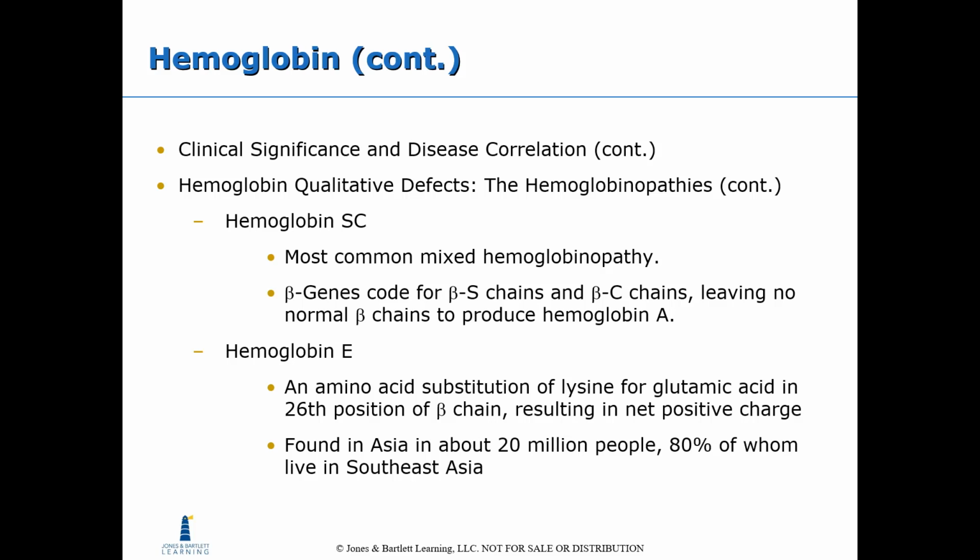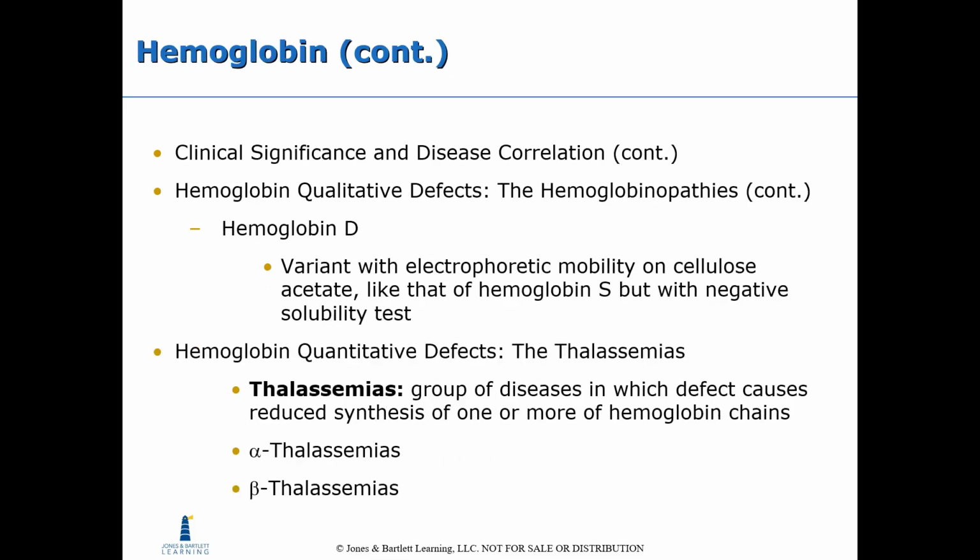Hemoglobin E, an amino acid substitution of lysine for glutamic acid in the 26th position of the beta chain, results in a net positive charge. This predominates in Asia. Hemoglobin D is a variant with electrophoretic mobility on cellulose acetate, like that of hemoglobin S, but with a negative solubility test. And then there's quantitative defects, the thalassemias. Thalassemias are a group of diseases in which the defect causes reduced synthesis of one or more of the hemoglobin chains. So alpha thalassemias cause a reduced synthesis of the alpha chains. Beta thalassemias cause reduced synthesis of the beta chains.